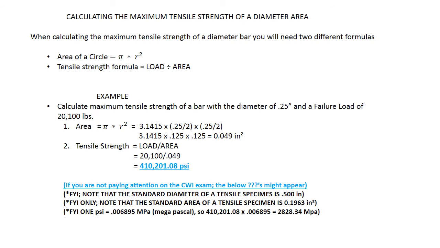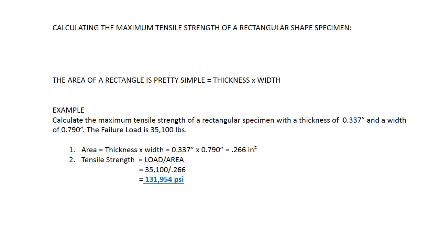Next, we're going to calculate the maximum tensile strength of a rectangular shaped specimen. This one is pretty simple. The area of a rectangle is thickness times width. Here's an example. Calculate the maximum tensile strength of a rectangular specimen with a thickness of 0.337 and a width of 0.790. The failure load is 35,100 pounds.